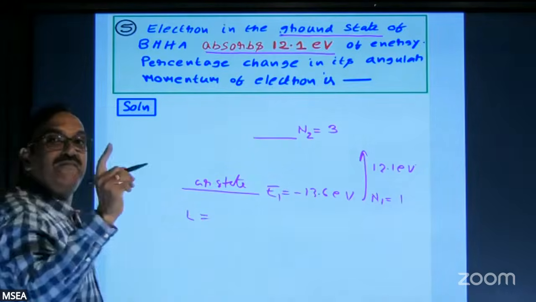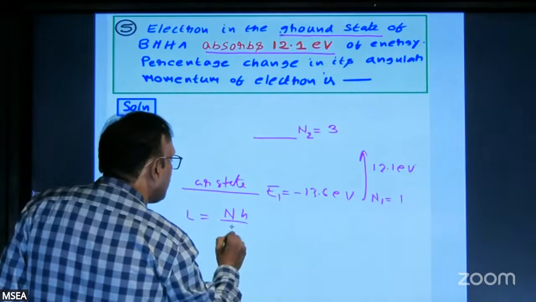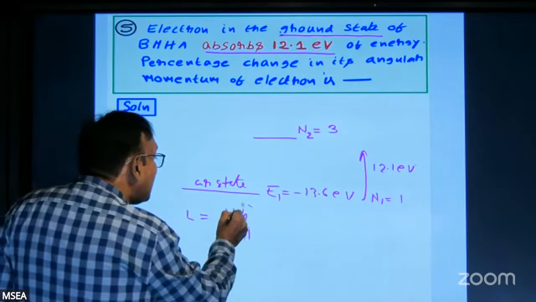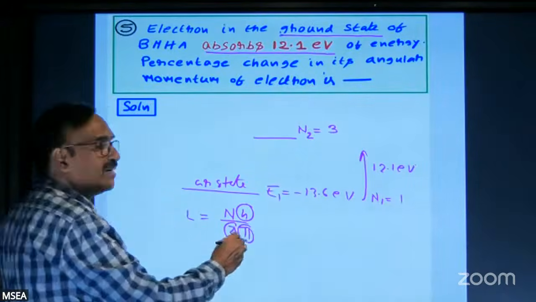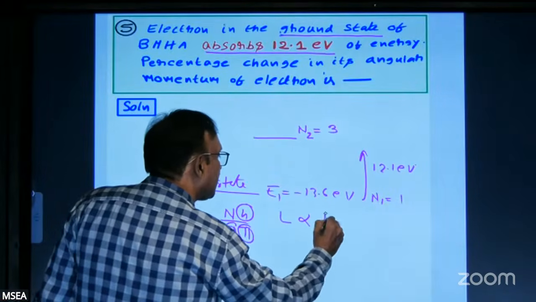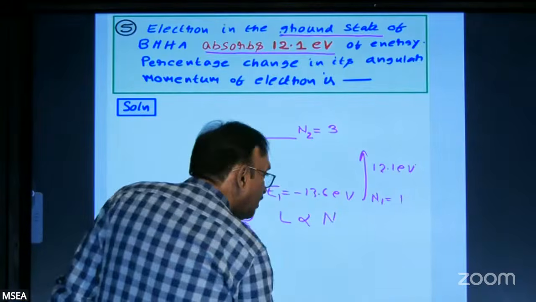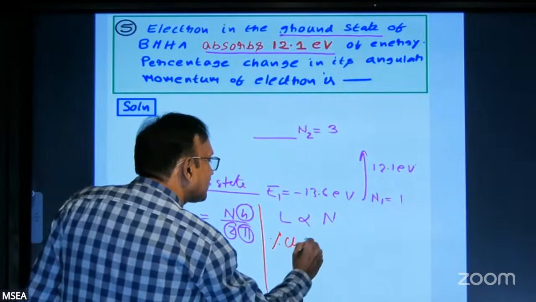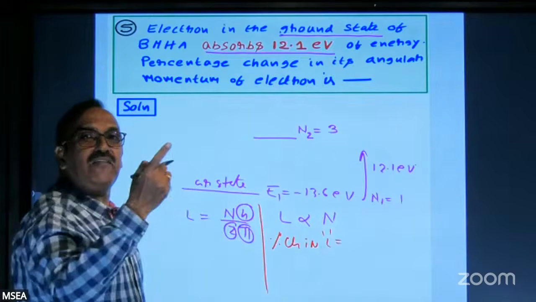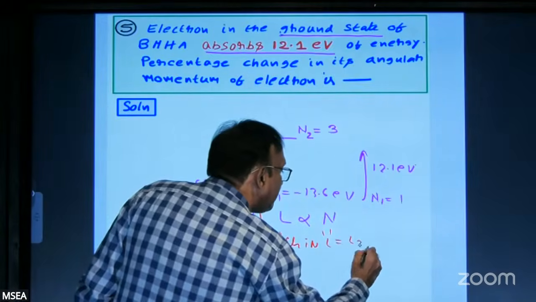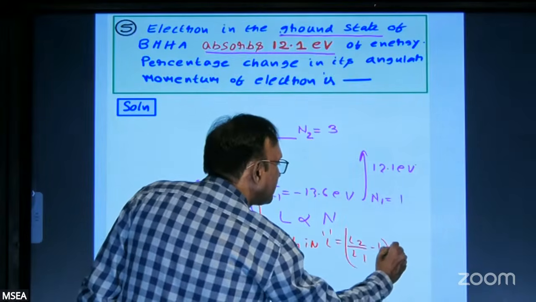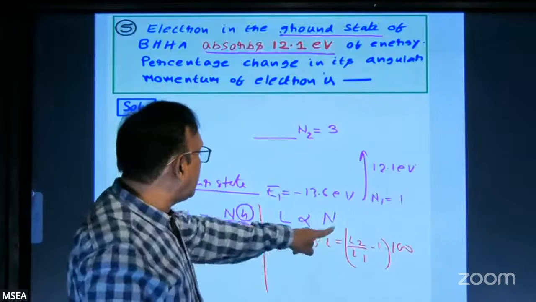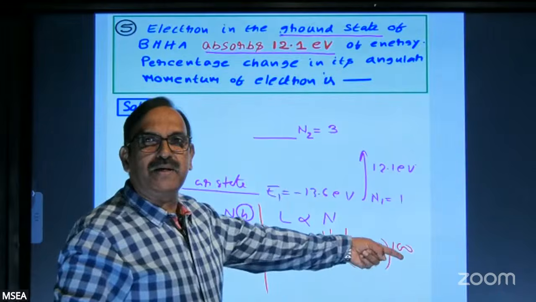Angular momentum is nothing but mvr, which is nh by 2 pi. Now ask yourself, what are the constant terms? h is a constant, 2 is a constant, pi is a constant. They are pakka constants. Angular momentum is directly proportional to n. Now we want to know the percentage change in angular momentum. As we have seen already, the percentage change is final value by initial value minus 1, times 100. So it is L2 by L1 minus 1, into 100. To calculate the percentage change in angular momentum, one needs to calculate L2 by L1, subtract 1 from it, and multiply by 100.